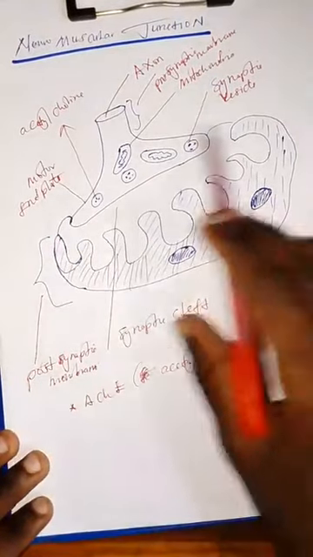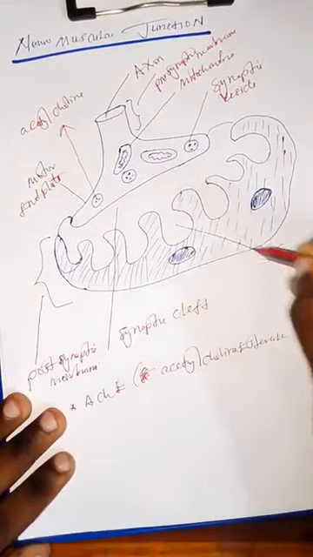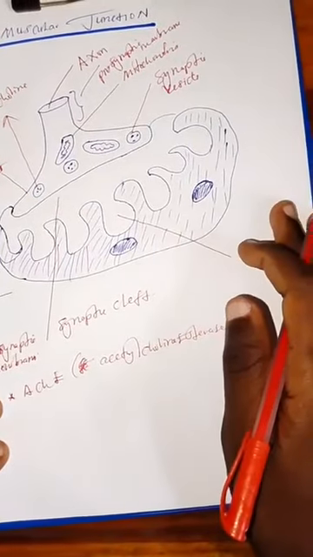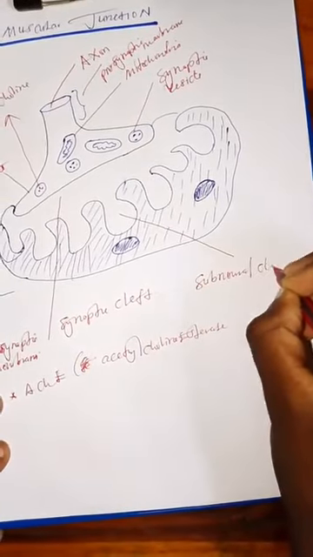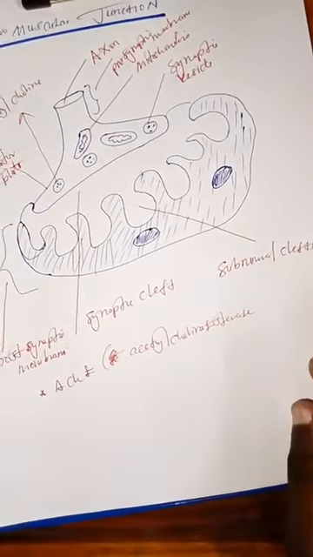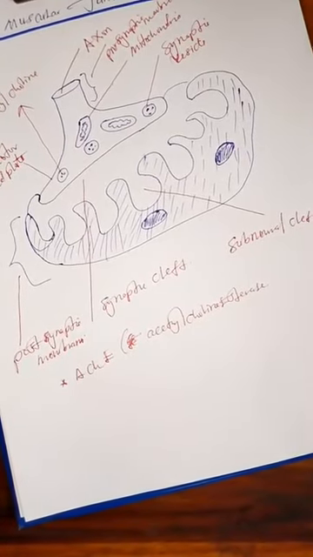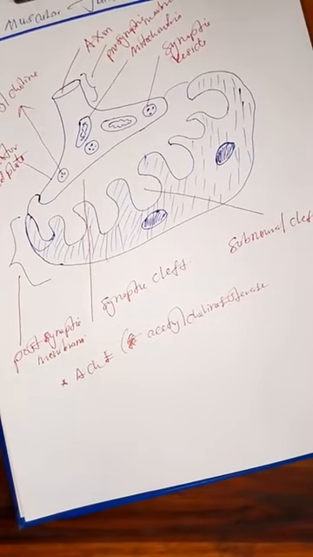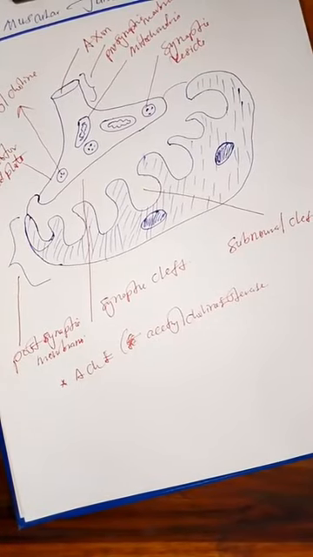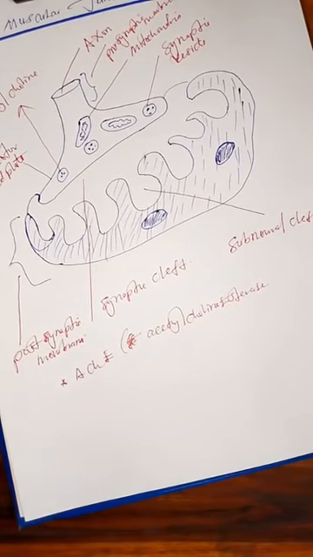These folds, as I already mentioned, are the subneural clefts. These subneural clefts are at the postsynaptic membrane. The postsynaptic membrane is the membrane of the muscle fiber, and it is thrown into folds. And these folds are what we are calling the subneural clefts.